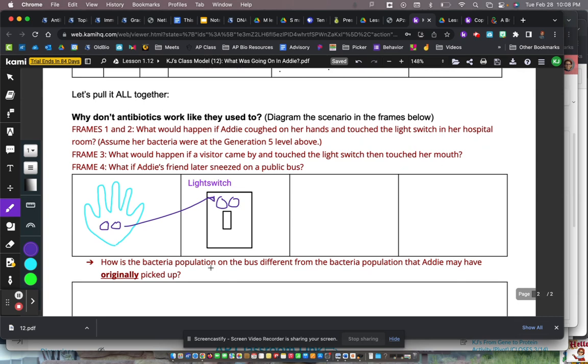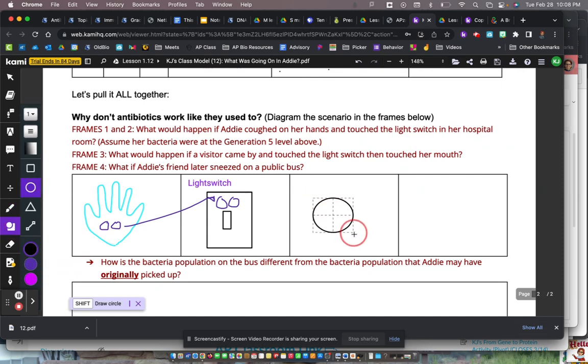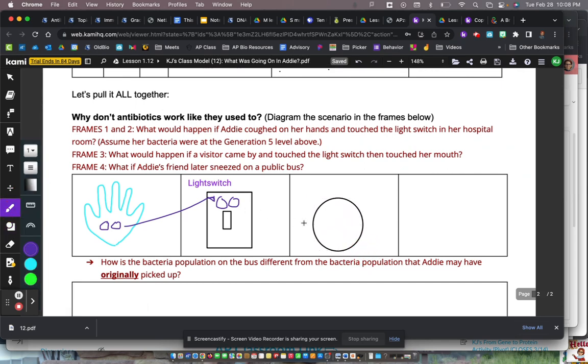Okay, so then frame 3 says, what would happen if a visitor came by and touched the light switch and then touched her mouth? So imagine it's a friend of Addie's or something like that. So we can draw a face. I'm just going to draw a circle. And let's give it some hair, everybody. So this is Addie's friend who's got some really fun hair.